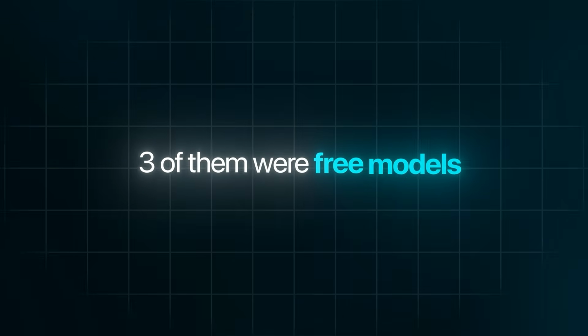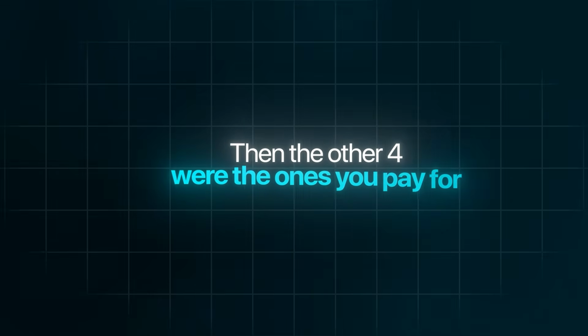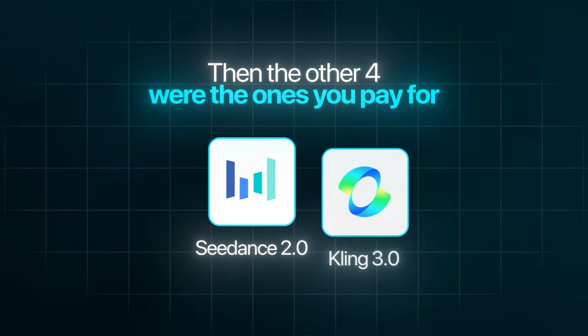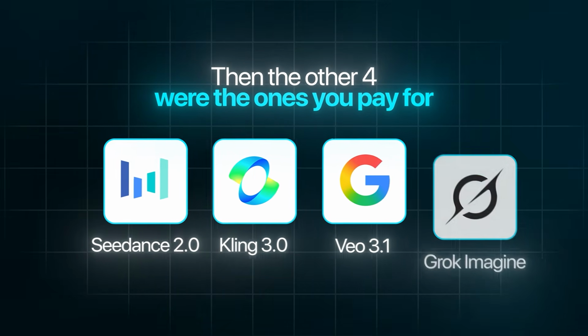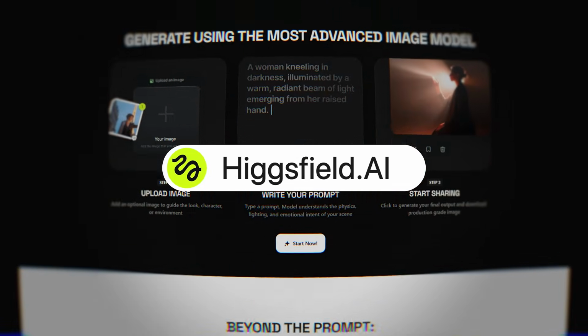3 of them were free models, which included Veo, Meta AI, and Bing Video. Then the other 4 were the ones you pay for: Seedance 2.0, Kling 3.0, Veo 3.1, and Grok Imagine. But rather than juggle 4 separate subscriptions, I ran them all through Higgsfield. It keeps every major AI tool under one roof. Plus, just to keep things fair, all 7 models I tested had the exact same starting image.